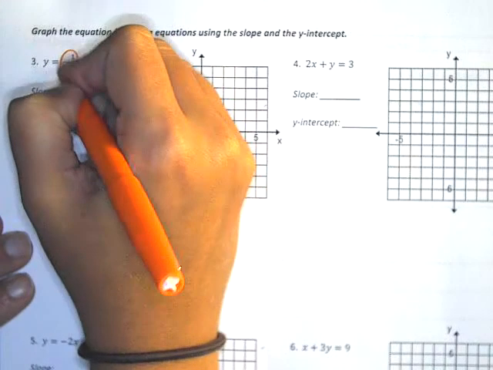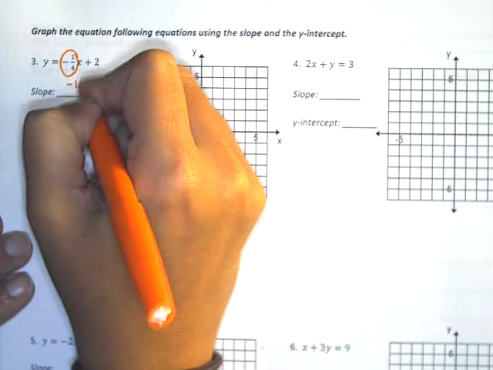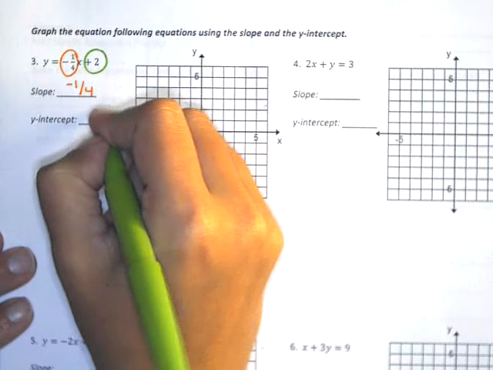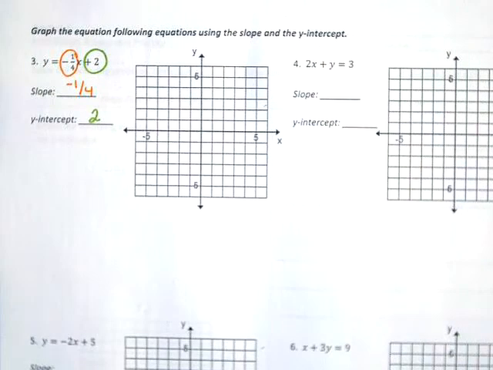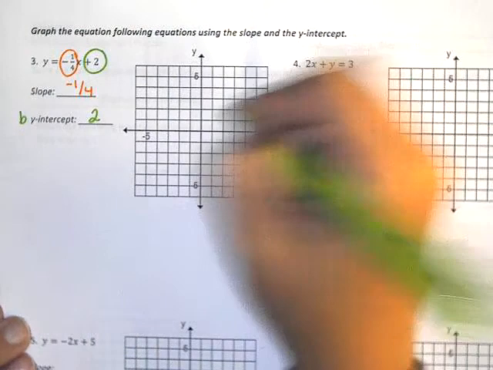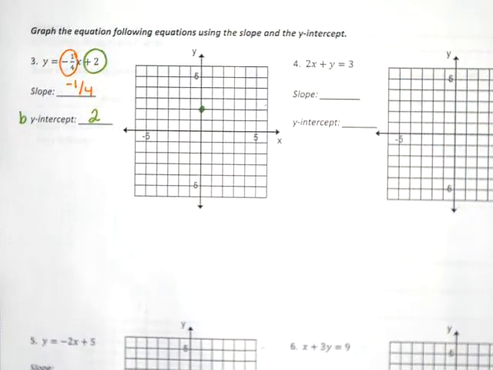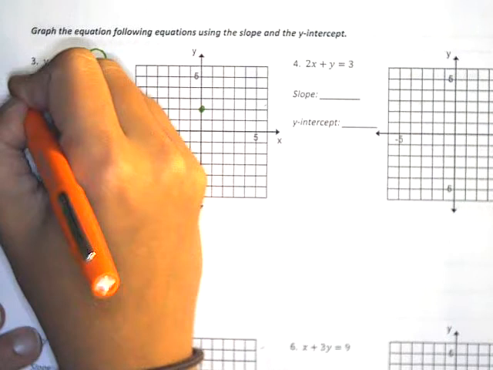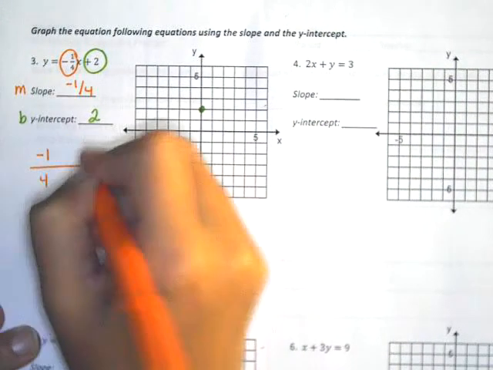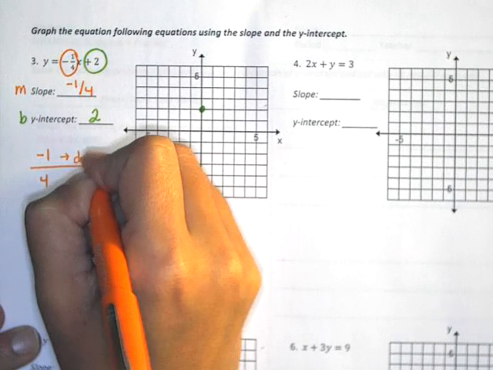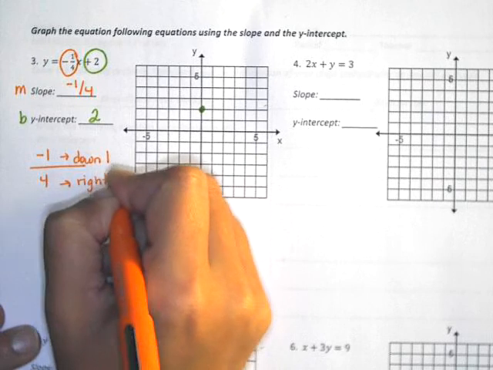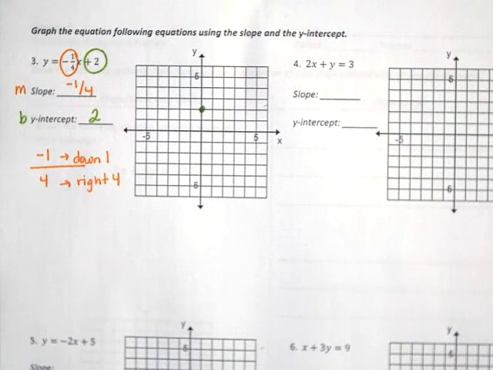So the slope would be negative 1/4. And the y-intercept would be positive 2. The y-intercept tells me where to begin. That's why we call it b. So the y-intercept says begin on the positive 2. The slope tells me how to move. So having negative 1 over 4 means go down 1, right 4, because it's rise over run.